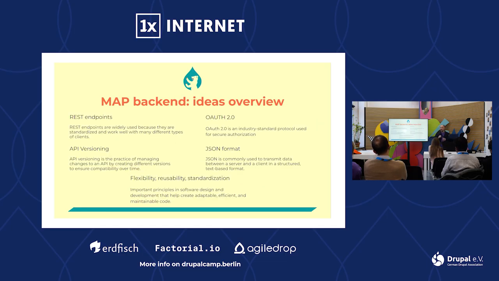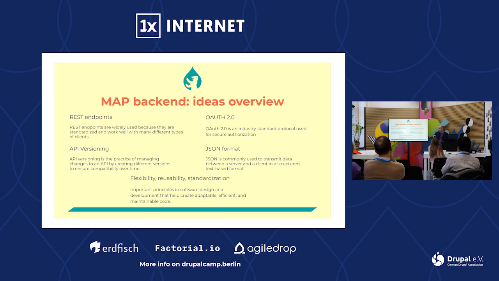Five ideas for the backend, we decided. First, it should be REST endpoints. Second, for authorization, we should use the OAuth 2.0 protocol. Our API should support versioning because the application is updated from time to time, and you should support old and new versions. JSON format, it's a simple, text-based format. Everybody knows this format. And last, more abstract points, but very important: flexibility, reusability, and standardization.